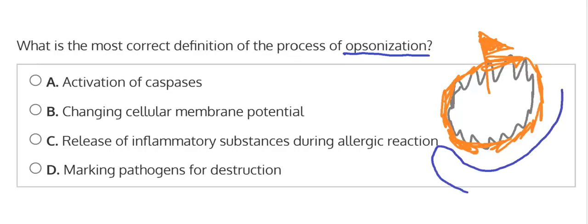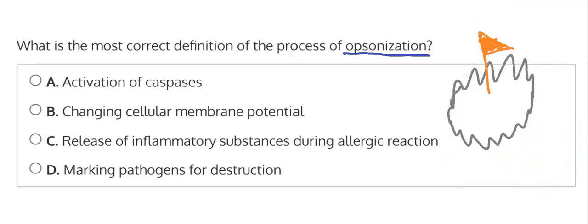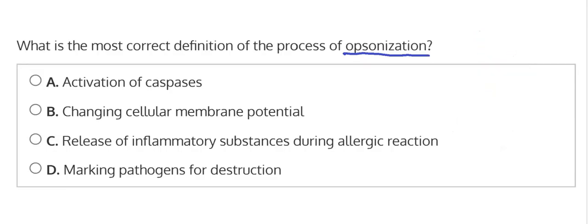So remember, there's certain cells that will engulf or sort of eat to destroy any foreign body that shouldn't be within the body for destruction to keep yourself safe and healthy. So now that we understand just the basic overview of what opsonization is, let's see which choice matches that.